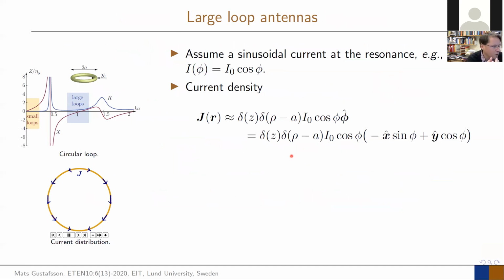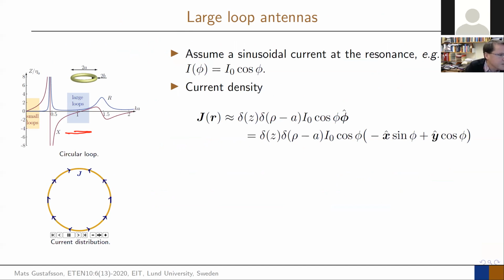So that was a small loop. So now let's move to the large loop. And the large loops are these ones that are around one wavelength in circumference. So one wavelength now fits inside of our loop. That is what I call large in these cases. And we will do the same thing.